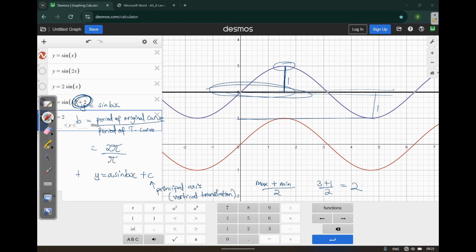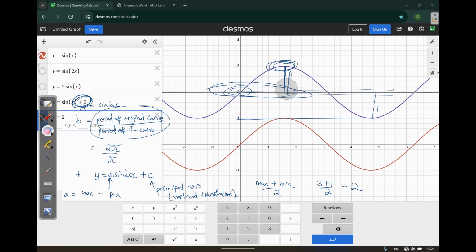You see that? Then this one here, the b, I've already told you, it is the period of the original curve divided by the period of the transformed curve. And then a here is the amplitude. To get the amplitude, you will get the maximum point, then minus the principal axis. You see? Like here, it is 3, then minus the 2, then you get this one here.